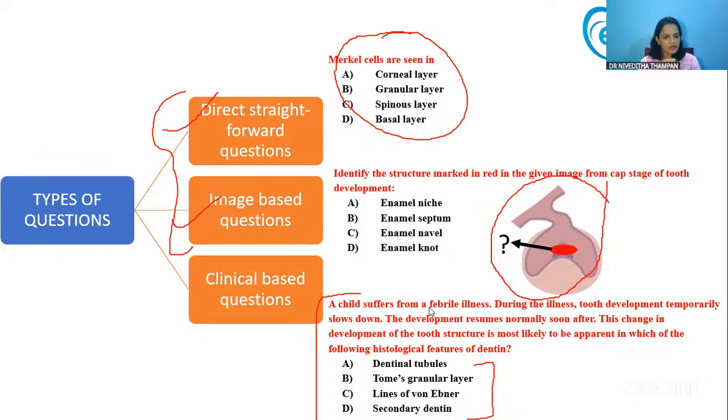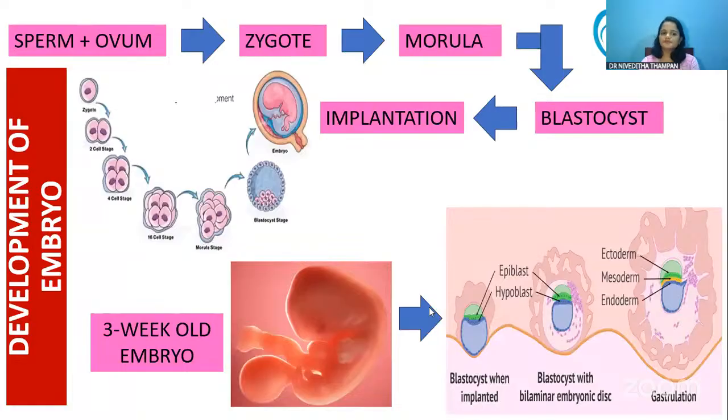Now in this session, first we will have a look at some of the important high yield topics from development of teeth and enamel and dentin, and then we will go on to discuss the multiple choice questions. Okay, so yes, starting from development of embryo.